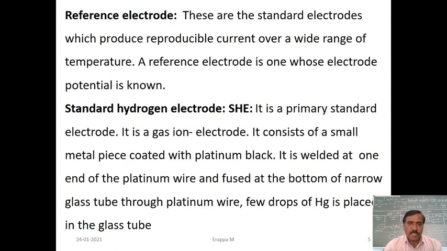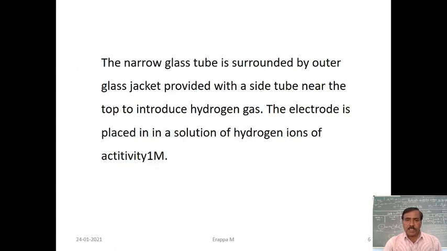The first one is the standard hydrogen electrode. How is it constructed? It is a primary standard electrode, and it is a gas ion electrode. It consists of a small metal piece coated with platinum black. It is welded at one end of a platinum wire and fused at the bottom of a narrow glass tube through the platinum wire. A few drops of mercury are placed in the glass tube.